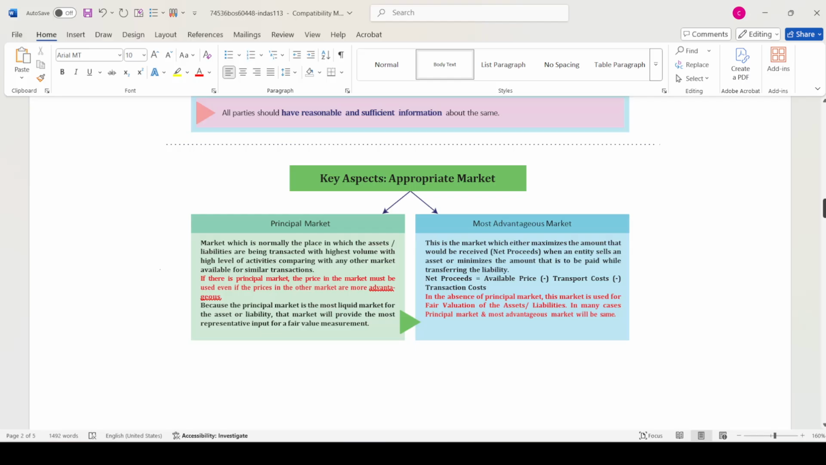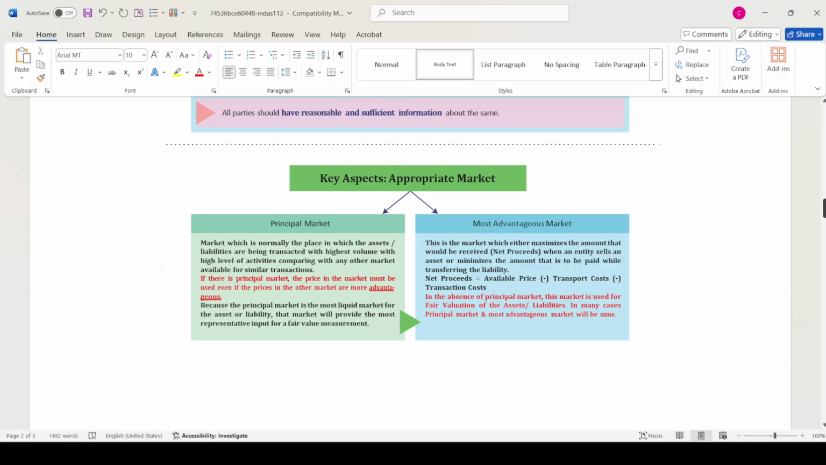What is the logic behind this? What I just said: principal market is a market where a large number of transactions happen. That means the chances of liquidating the asset are higher in the principal market, and more market participants are participating in the price. The price quoted in the principal market is more faithful and more reliable. So if you take that value for determining the value of an asset or a liability as of the balance sheet date, it will be most appropriate, most reliable and relevant for the users to rely on the financial statement. That is the logic behind it.